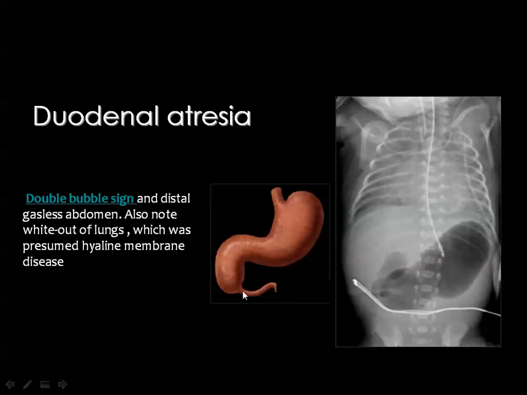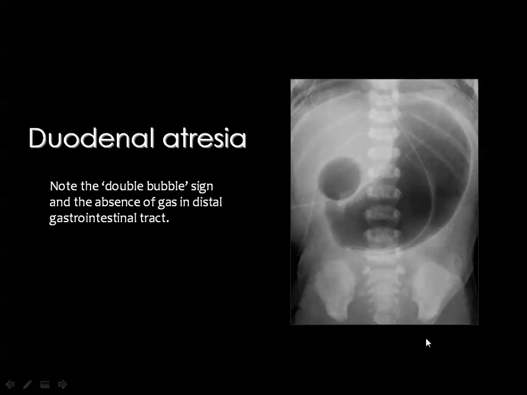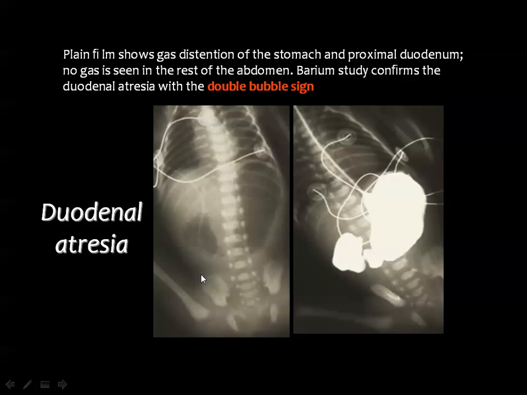In duodenal atresia you see double bubbles, one bubble in the stomach and the second in the proximal part of the duodenum. This is a characteristic appearance where you can see the big bubble in the stomach and the smaller bubble in the proximal part of the duodenum, with no gas after that in the remaining part of the abdomen. This is the classic appearance of the double bubble sign, indicating the presence of duodenal atresia.